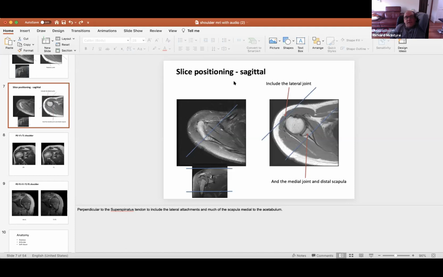And then, of course, with our sagittal, we must angle perpendicular to that supraspinatus tendon. So we're cutting the shoulder in a sagittal position, and you'll be able to get a cross section of that tendon in each of your sagittal images, a nice cross-sectional image of that tendon. And of course, as I say, we use the lateral, all the insertion points of the tendons, and at least the glenoid labrum and the labral structures.